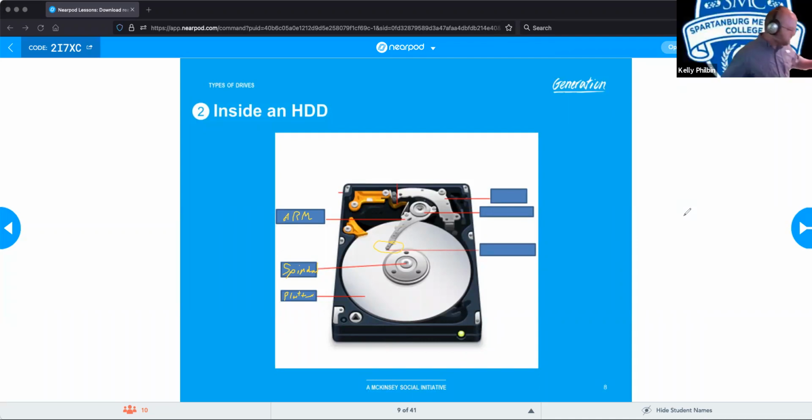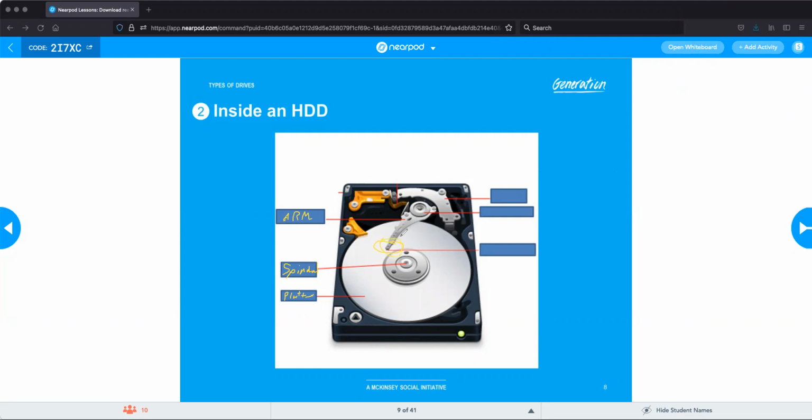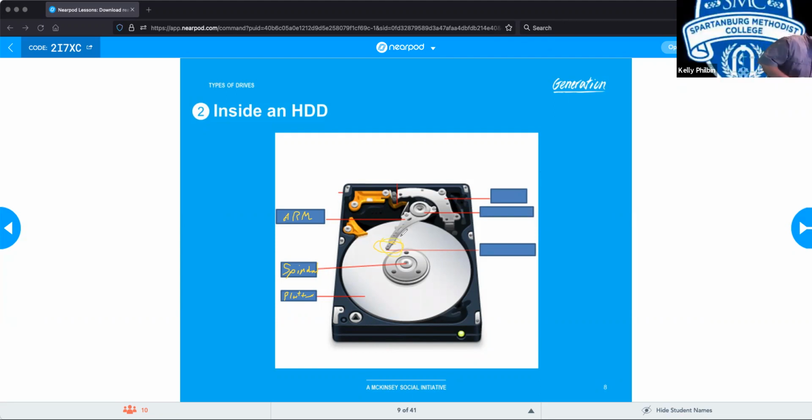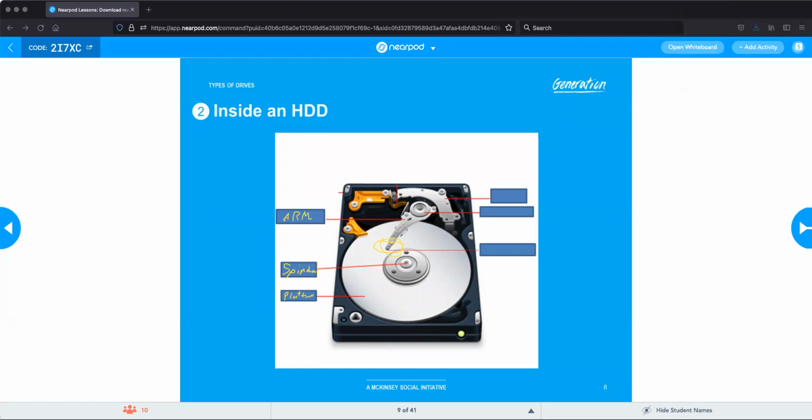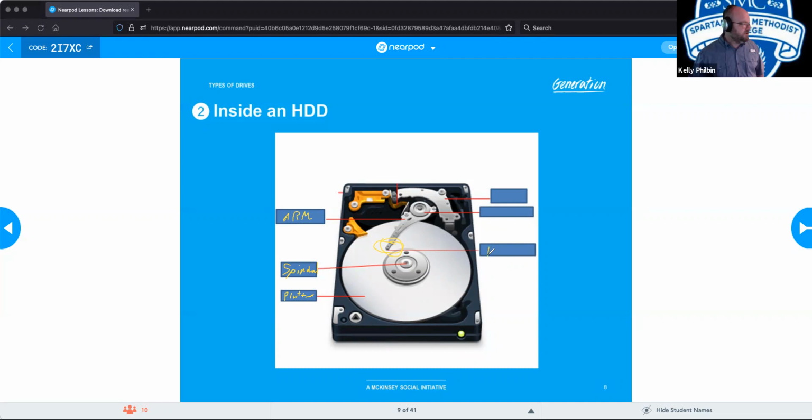All right, Fidel. What is this piece over here, sir? I'm assuming that is the head. That is the head. And what is that used for? I guess writing the data. Yep, the movement. Reading and writing data to and from the platter. So that would be the head. Very good.